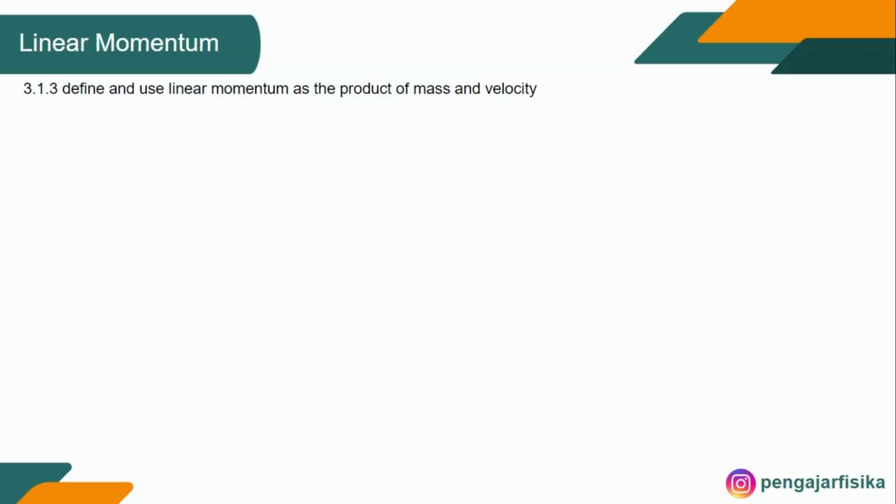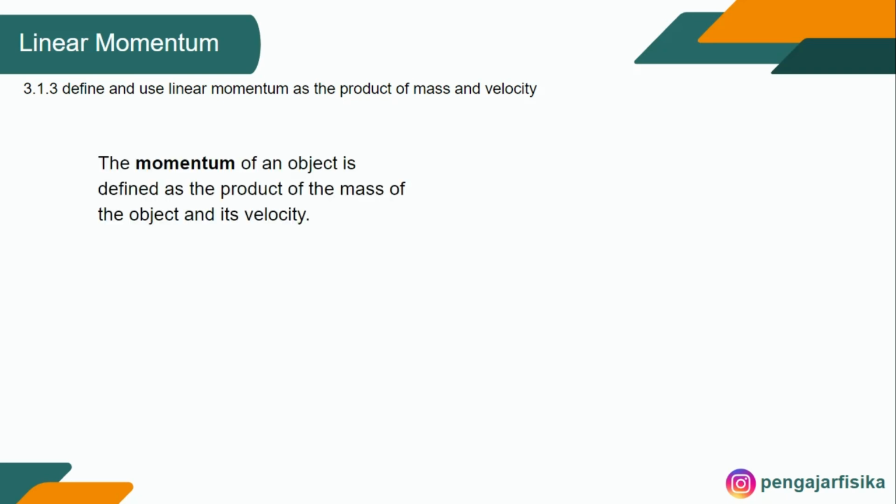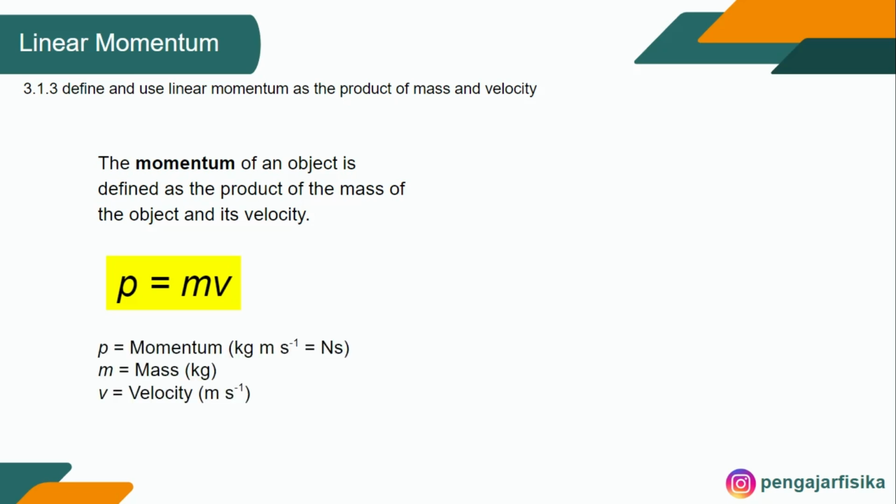Our third learning objective is to define and use linear momentum as the product of mass and velocity. Now let's move on to momentum, which is a measure of how much motion an object has. Linear momentum is defined as the product of an object's mass and velocity, so the equation for momentum is p equals m times v. p is momentum in newton seconds or kilogram meters per second, m is mass in kilograms, and v is velocity in meters per second.